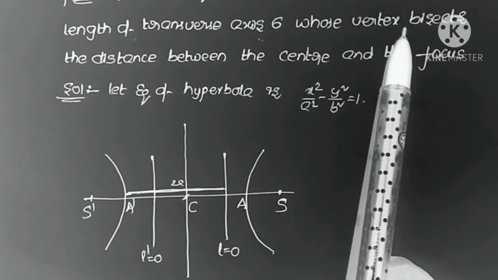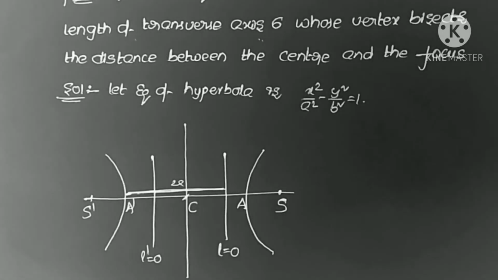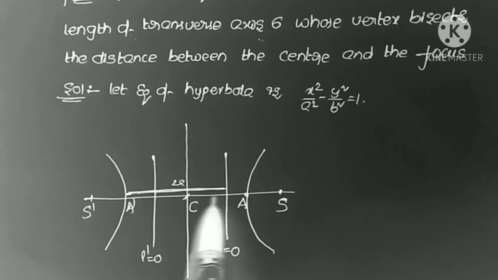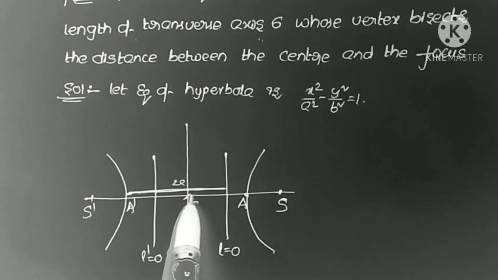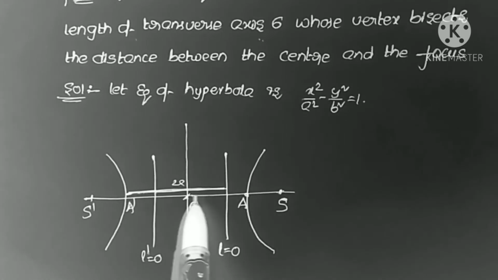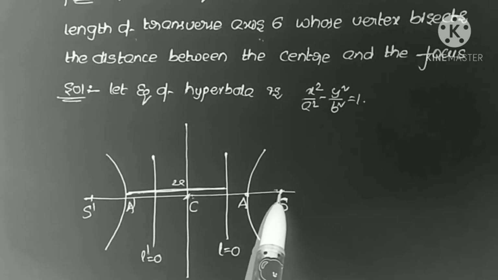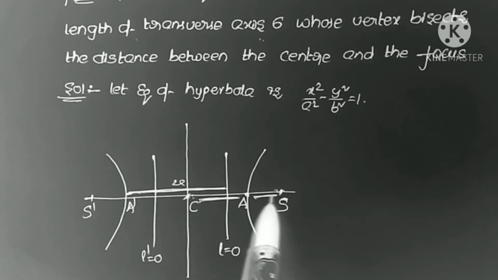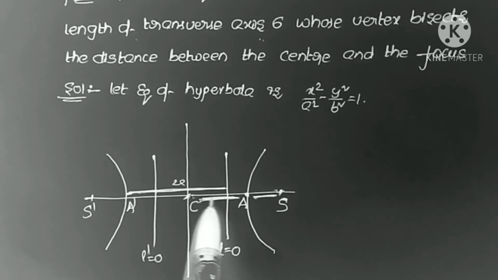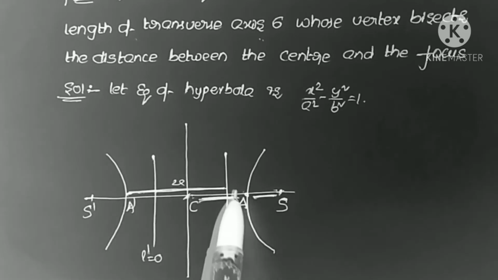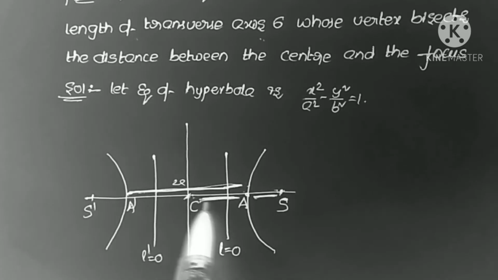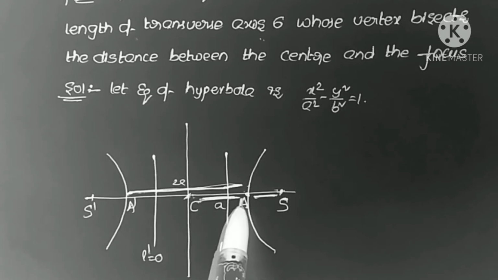Now what is given? The vertex bisects the distance between center and focus. Suppose this is the vertex. Since the vertex bisects the distance between the center and focus, this is the midpoint of these two points, so these two distances are equal. That is the given data: CA is equal to AS. Now what is CA value? This total value A dash A is equal to 2a, then half the value is small a. So this is the CA value.